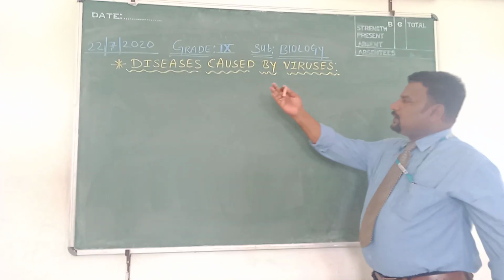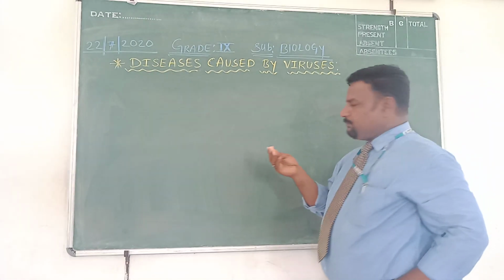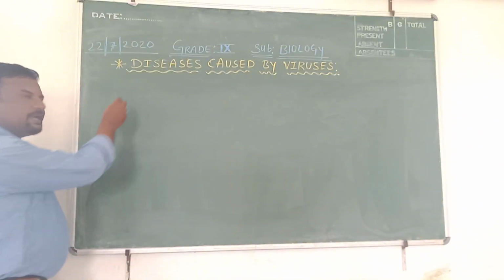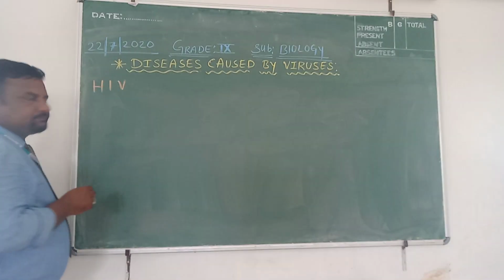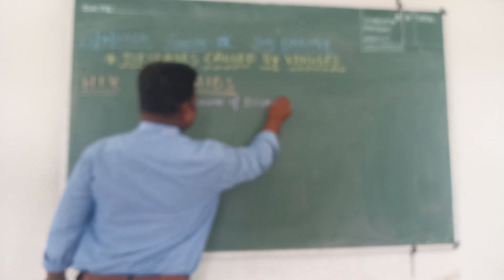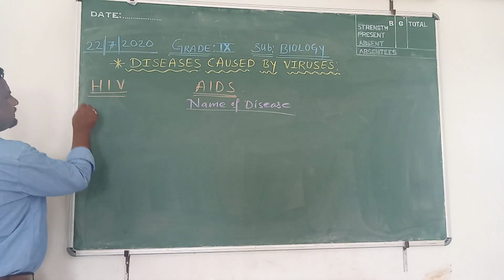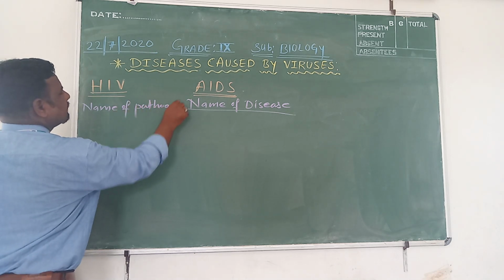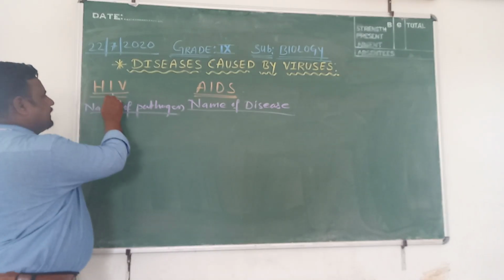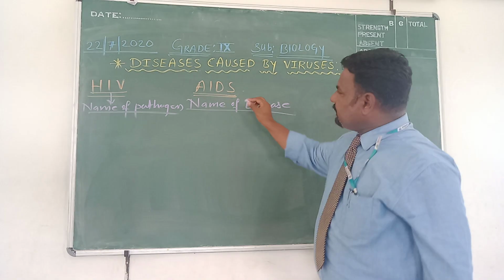Today we will discuss the diseases caused by viruses. We have an example: HIV and AIDS. Now see here, this is the name of a disease, and this is the name of the pathogen. So the pathogen is this one, and the name of the disease is this one.